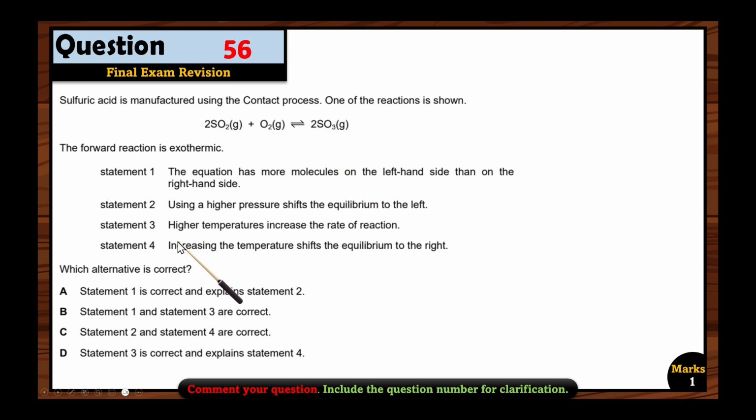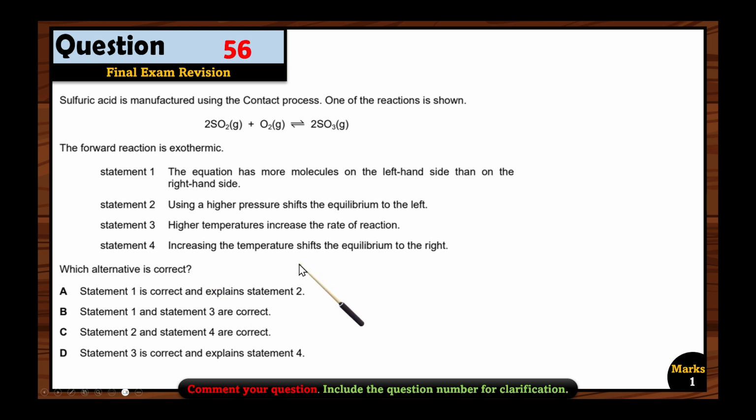Statement 2. High temperature increases the rate of reaction. Again wrong, because it's exothermic. So for an exothermic reaction, low temperature will favor the yield. Statement 4. Increasing the temperature shifts the equilibrium to the right.